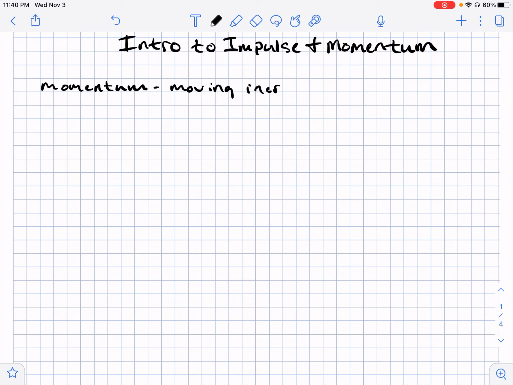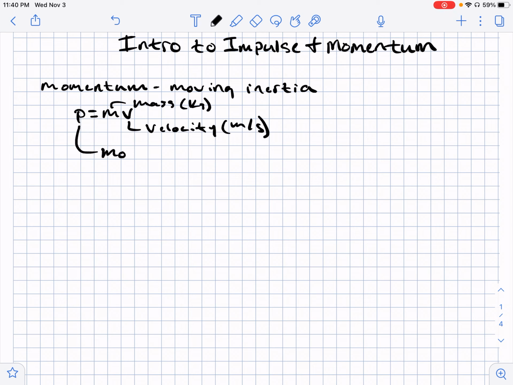And we talked about inertia earlier in the year, and we said that an object's inertia is mainly determined by the mass. So it's an object with a mass that's in motion, it's moving. And the equation that we have for momentum, we have P, a lowercase p, is equal to mv. So the m here stands for the object's mass, and that's in kilograms. The v here is velocity, and that's meters per second. And the lowercase p, that stands for momentum.